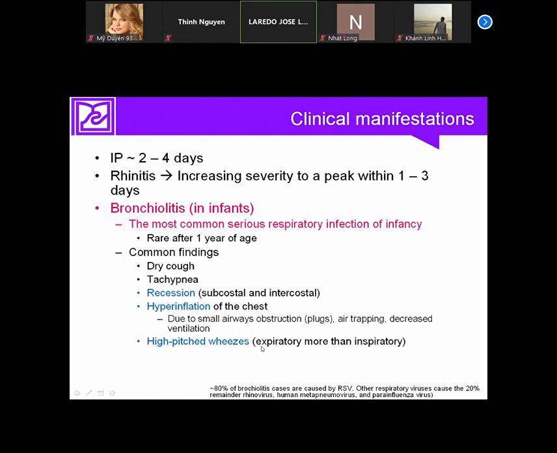So the opposite to laryngotracheitis. Remember in the video, in children with laryngotracheitis, the sound when breathing appears mostly in inspiration. However, in infants with bronchiolitis, the sound when breathing appears mostly during expiration, the opposite. This is a baby with bronchiolitis. I will try to show you.